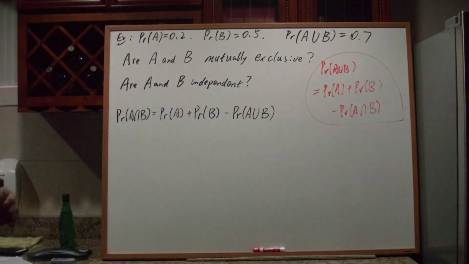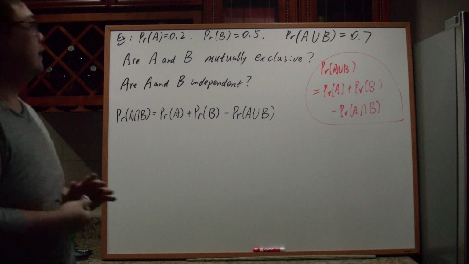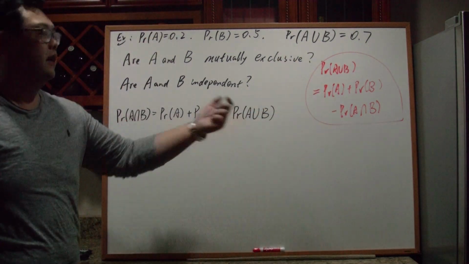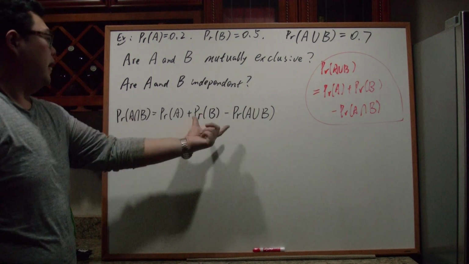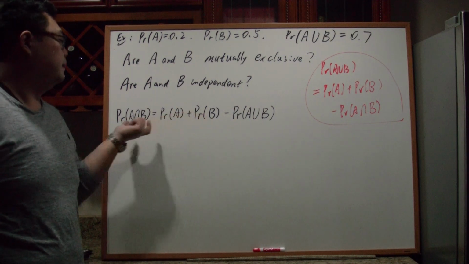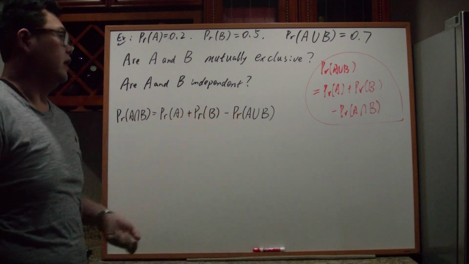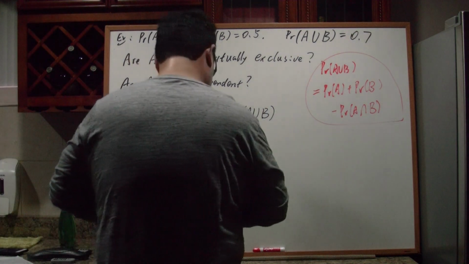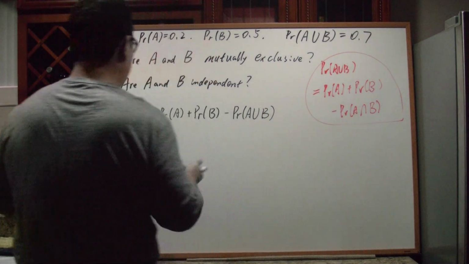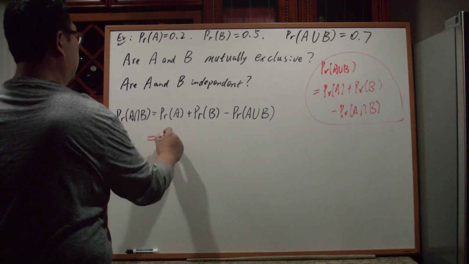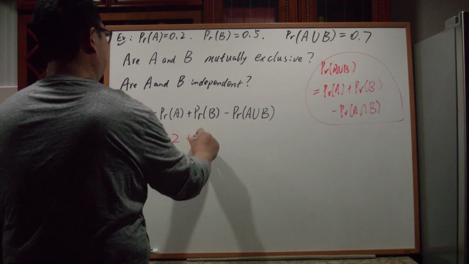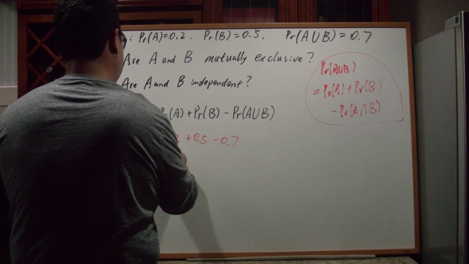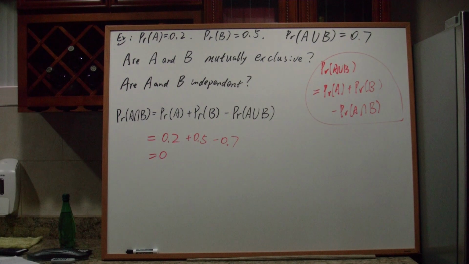And that is algebraically correct. I just move the left to the right, move the right to the left, switch sign, then we get the equivalent format for finding the intersection, given the union and of course the individual probabilities. So in our question here, we are given 0.2, 0.5 for each one and minus the 0.7, we actually get the intersection is 0.